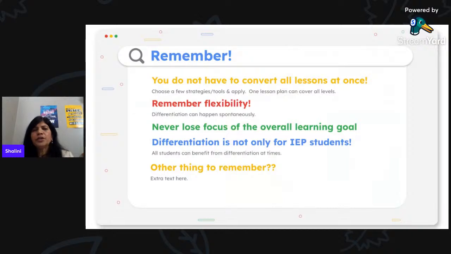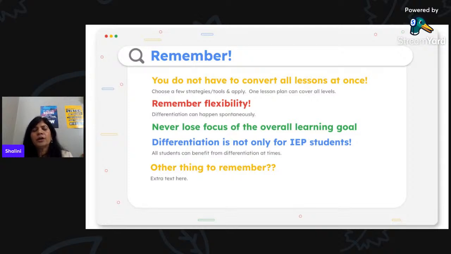We always have to remember that we don't have to convert all lessons at once. So less is more. We can begin with some strategies and tools, and look at the requirement for our class. What suits my class best? Should I start differentiating the content first, or the process, or small things at a time, and then keep building on that? We have to be flexible.